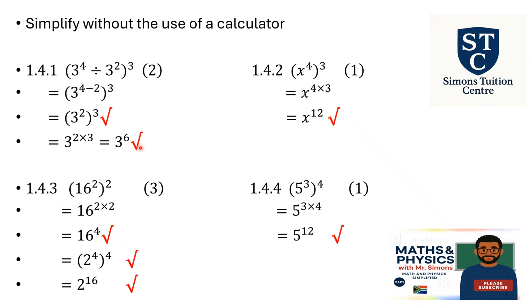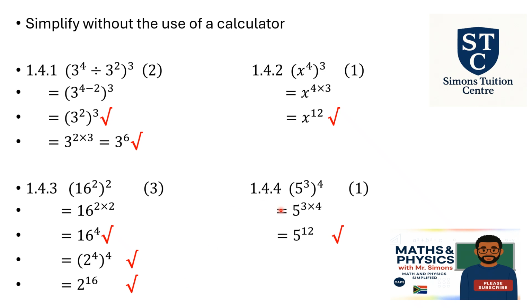1.1.4 for 3 marks, remember they say simplify. I have 16 to the power 2 raised to a further power 2. So I'm going to say 2 times 2. It gives me 16 to the power 4. Right, now 16 is not in its simplest form, exponentially. 16 can be written as 2 to the power 4, meaning 2 times 2 times 2 times 2 would give me 16. So I have 2 to the power 4 raised to the power 4, and 4 times 4 would then give me 16. My final answer here, 2 to the power 16.